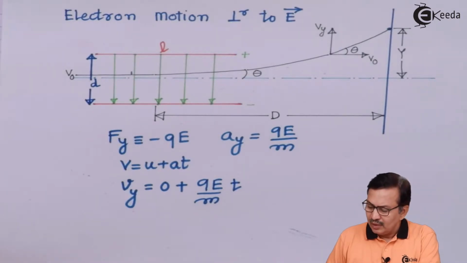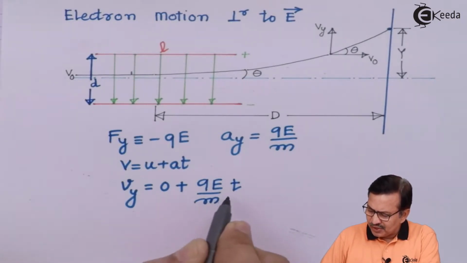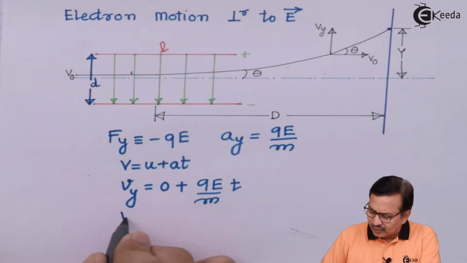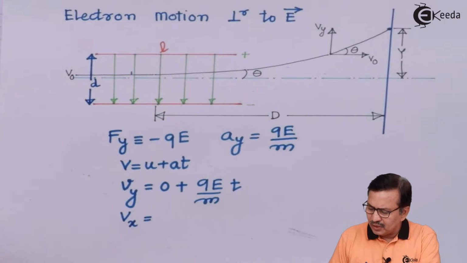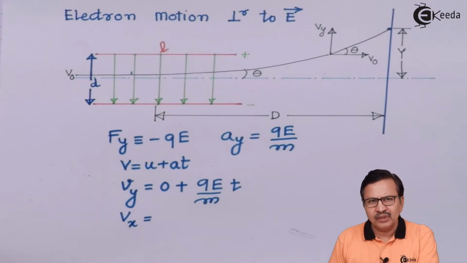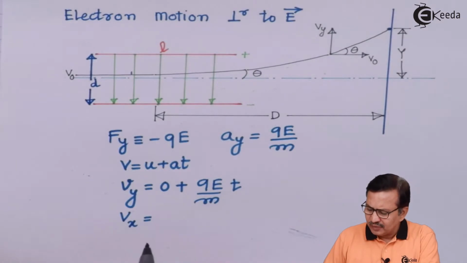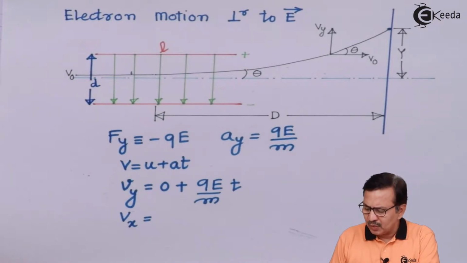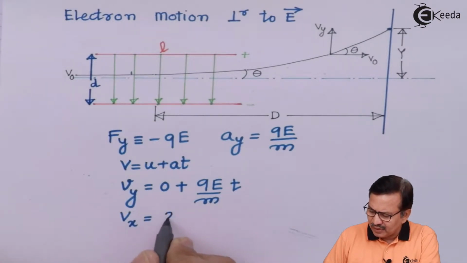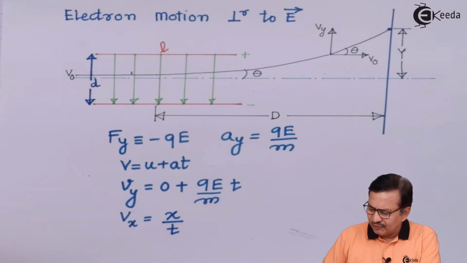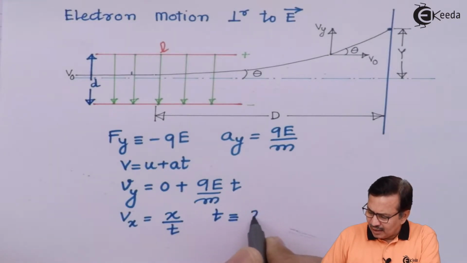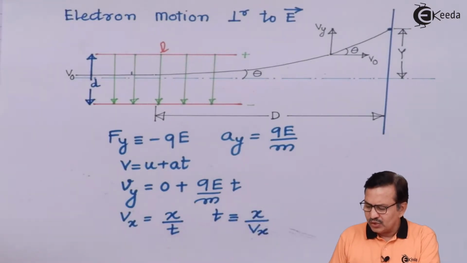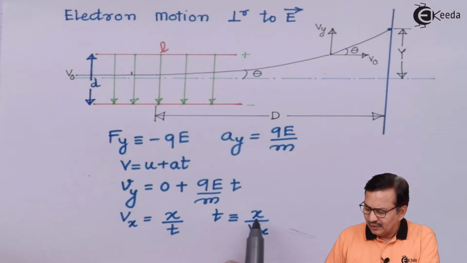In order to find the expression for T, we know that the velocity in the x direction is equal to Vx, and therefore the distance traversed by the electron due to its velocity in the x direction is x. The velocity is equal to distance upon time, and therefore your time will be equal to x upon Vx. So this gives me an expression for the time.